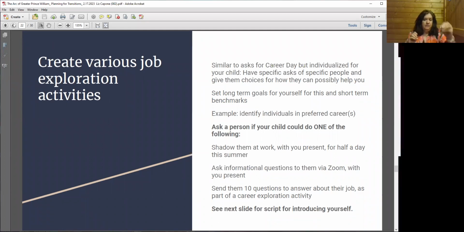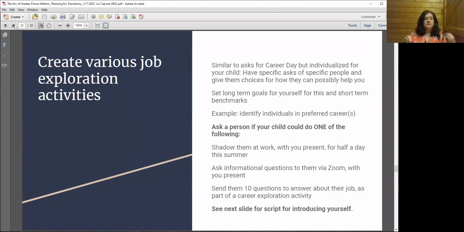So I'm trying to give you here a script. If you want to do some job exploration activities with your child, try to plan now. I'm thinking either plan for this summer, plan for the following summer. And I gave you a script either for a phone call or you could put it in an email, and it's in the next slide. We won't get there quite yet, but I really want you to think about shadowing or doing an informational interview.